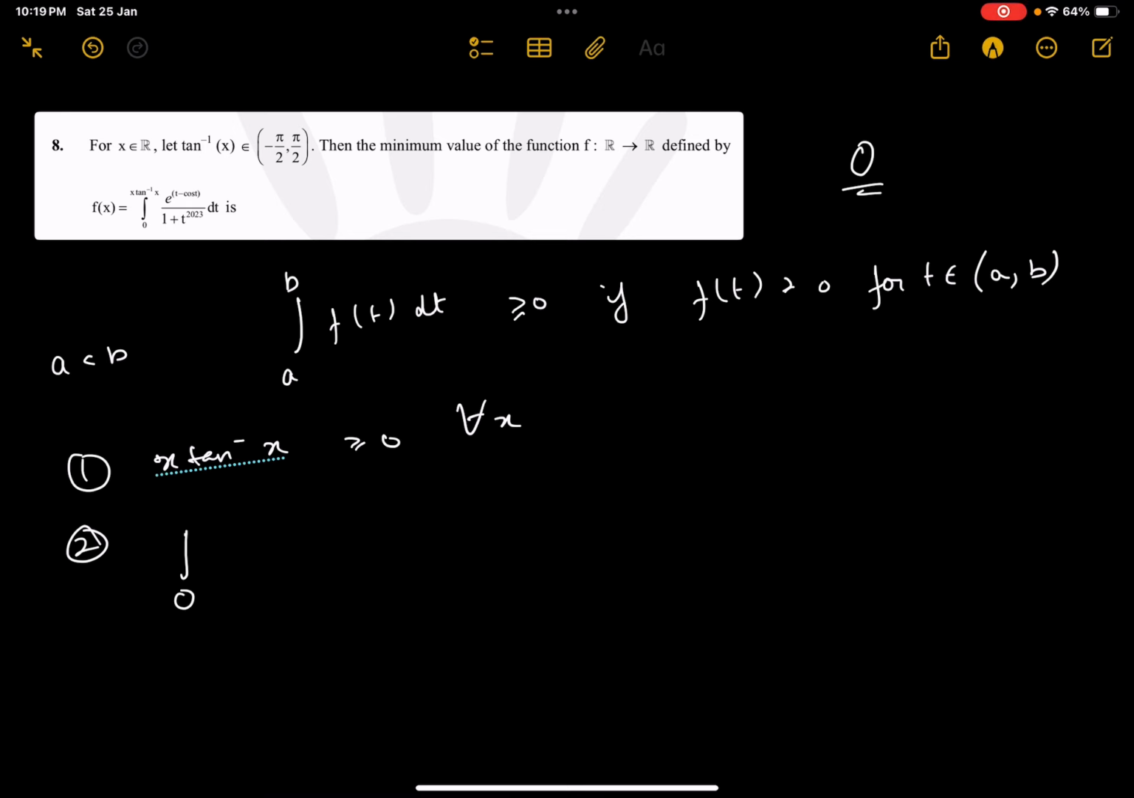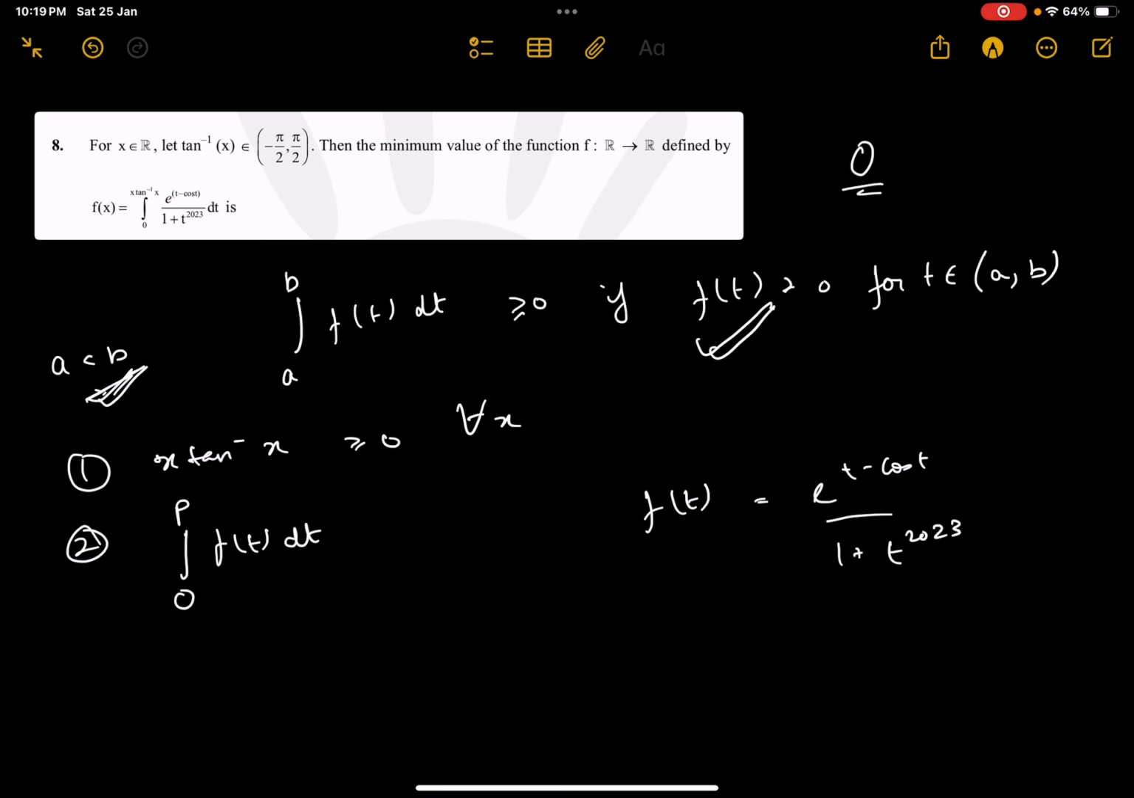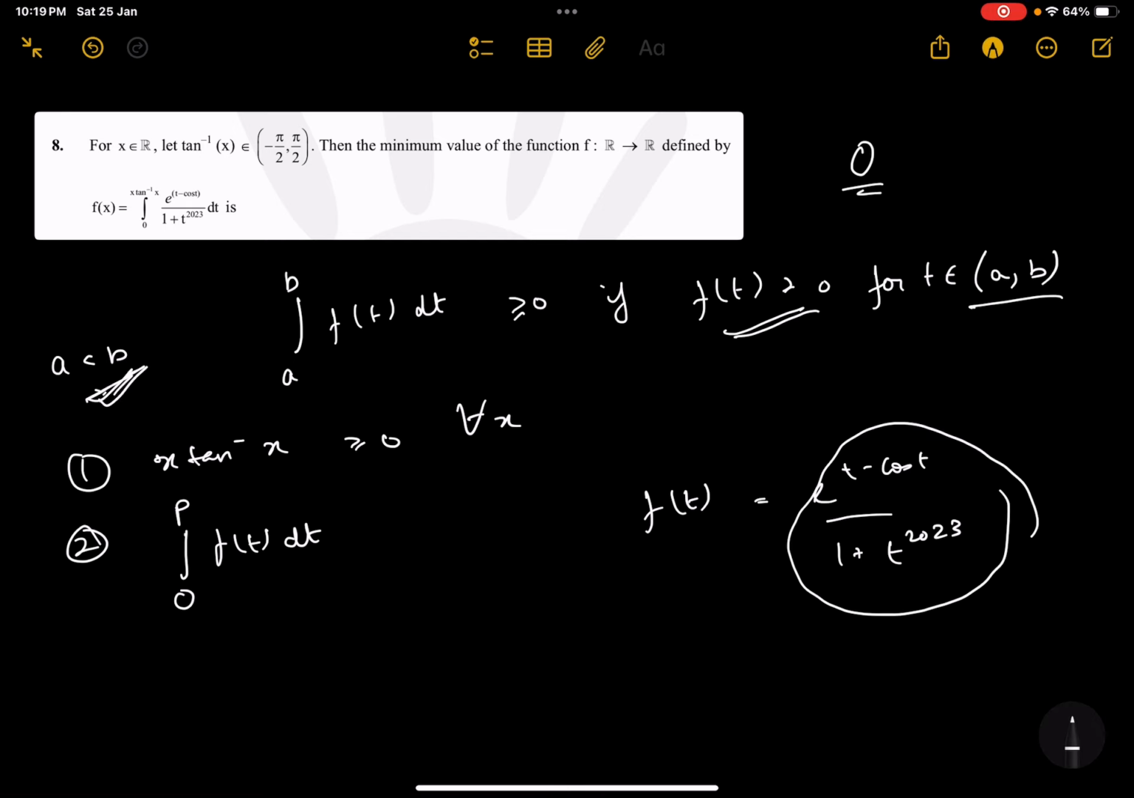then this becomes the integral from 0 to some positive number p of f(t) dt, where f(t) is equal to e to the power t minus cos t upon 1 plus. So again, as p is greater than 0, this condition is satisfied. This condition is satisfied. This condition is satisfied. And for t in 0 to p, that is for positive t, clearly this thing is also greater than 0. So this condition is also satisfied.